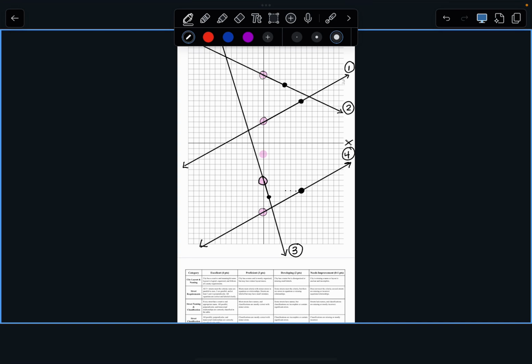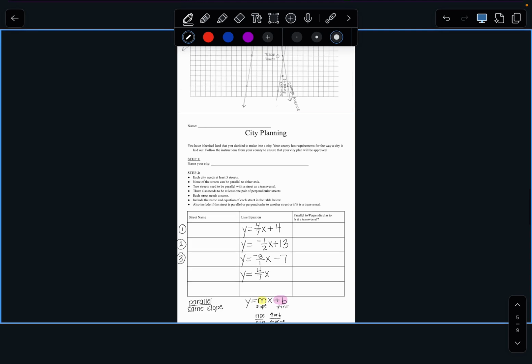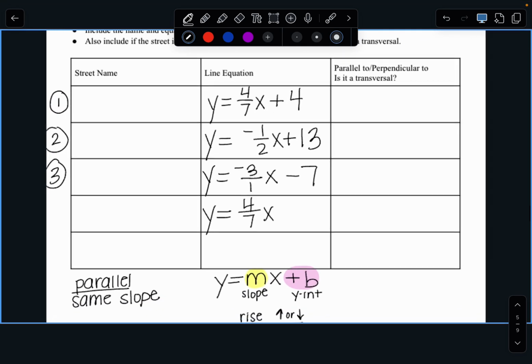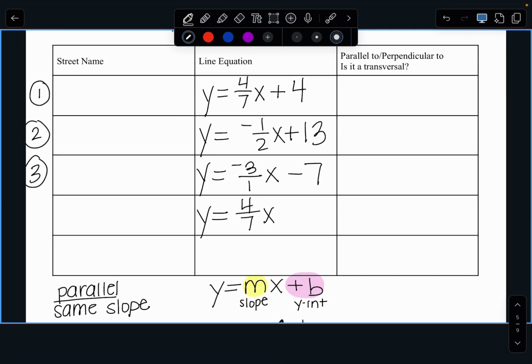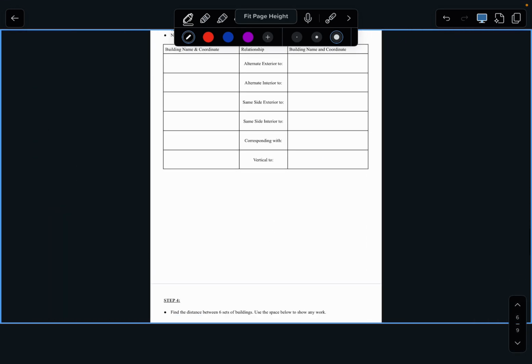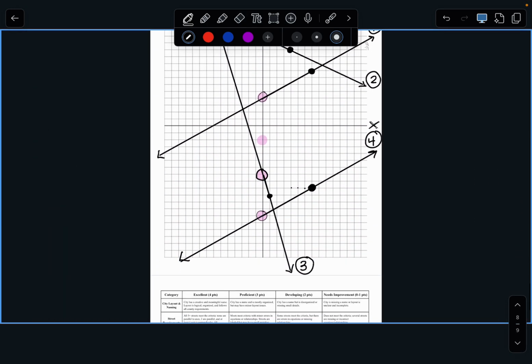Once you are done with that one, I want you to pick another line. I don't care which one. Oop, I forgot to write the rest of my equation. Sorry about that. I need to find my starting point for this one.